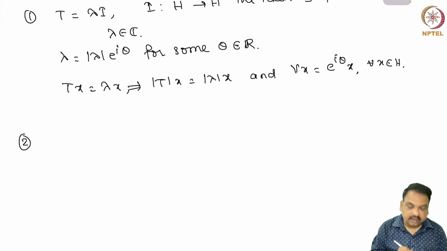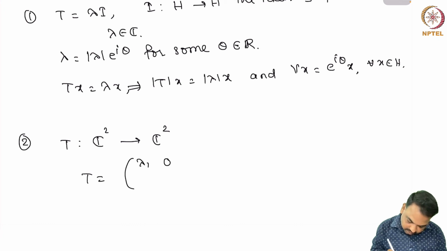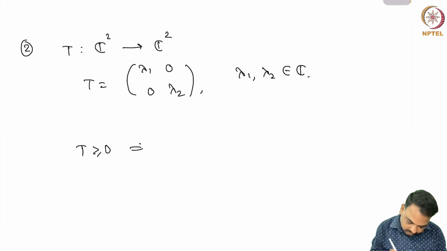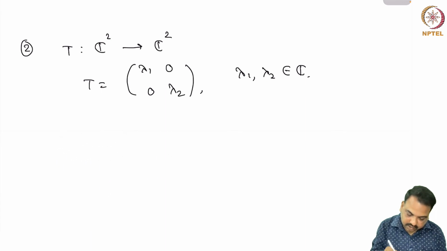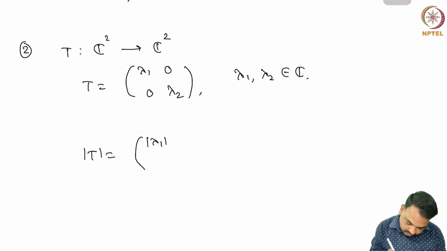Let us try to generalize. Look at an operator T from C2 into C2, which is given by the matrix lambda 1, 0, 0, lambda 2, where lambda 1, lambda 2 are complex numbers. You know that this is a normal matrix, and T is positive, different only. Okay, so we want to look at the polar decomposition. So mod T, we have already observed in the earlier lecture that this is nothing but mod lambda 1, 0, 0, mod lambda 2.